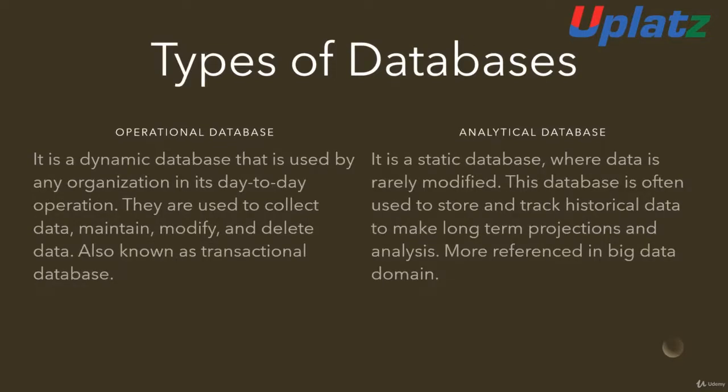Now in types of database, we just learned about kinds of databases. Now we are going to learn about types of databases. There are two different types of databases. One is operational, the other one is analytical. Operational is a dynamic database that is used by any organization in its day-to-day operation. They are used to collect data, maintain, modify, and delete. They are also known as transactional database.